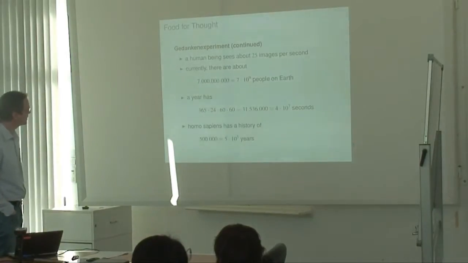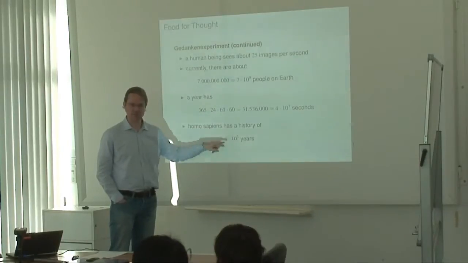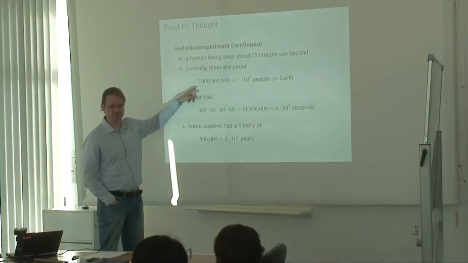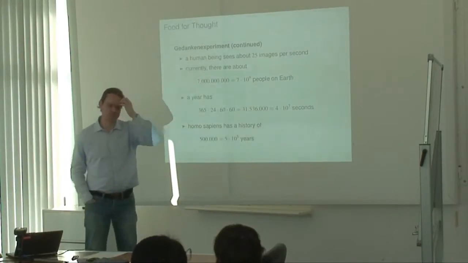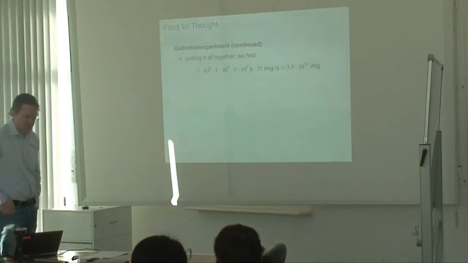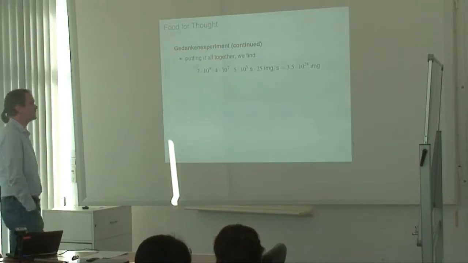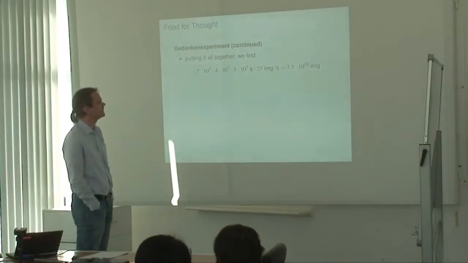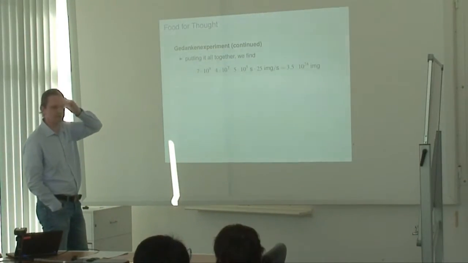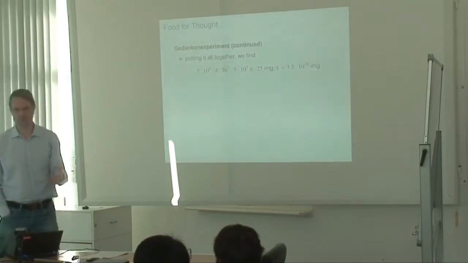Now, we have to multiply the time humankind has been around in years times the number of seconds, times the number of humans, times the number of pictures all these people see per second. If we multiply all of this together, we find that 7 billion people who would have been around for 500,000 years, which of course they were not. It's very recent that there are 7 billion people on this planet.